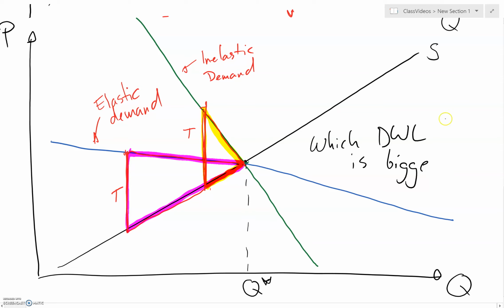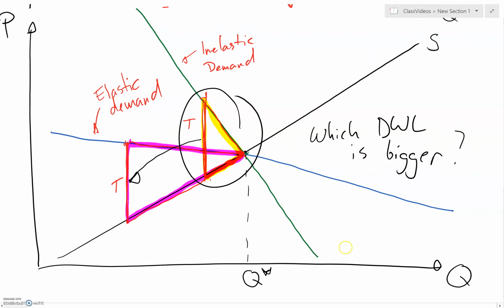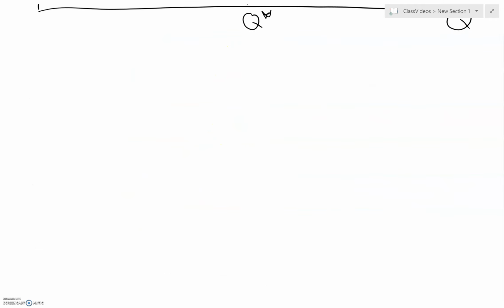If I can write an R properly there. There we go. Okay, so to do this, what I'm going to do is shift this triangle so it lines up with that height there.